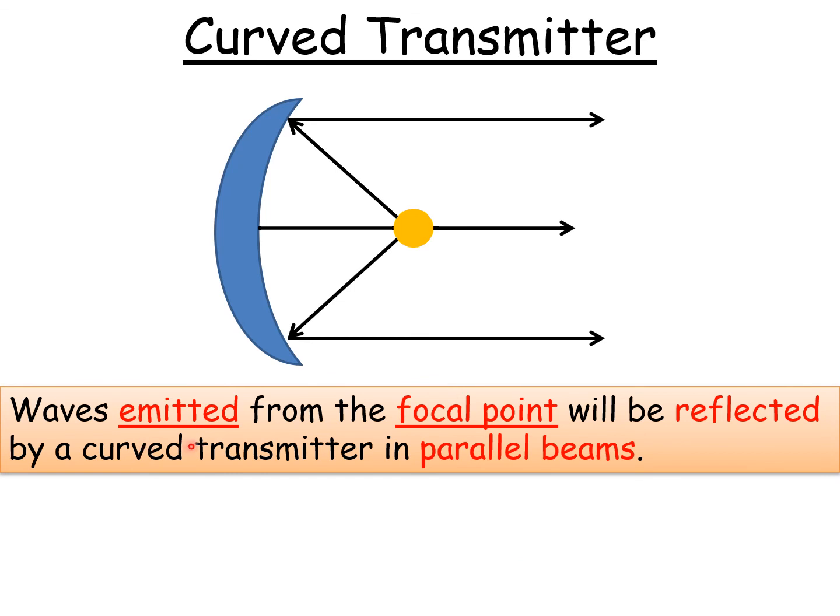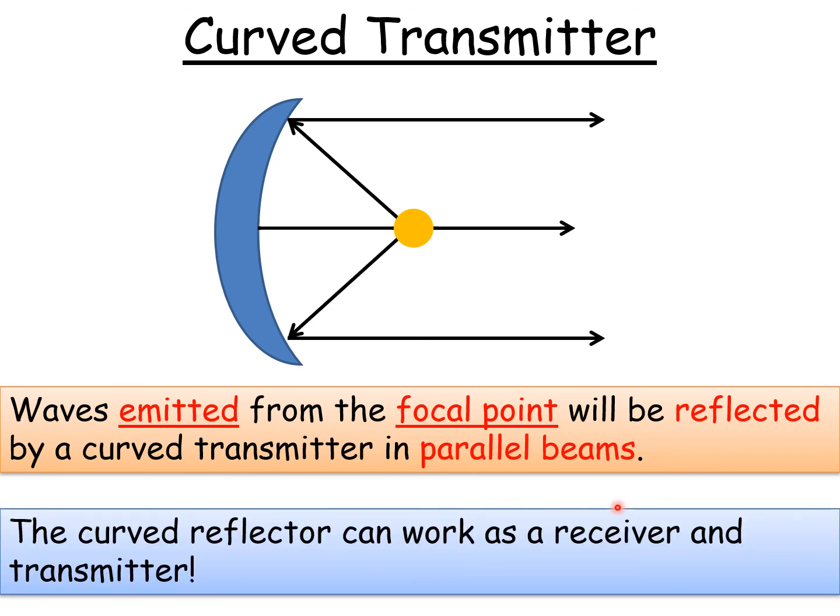So waves emitted, which means it's given out from the focal point, will be reflected by the curved transmitter in parallel beams. And the curved reflector can work as a transmitter or as a receiver. So I would like you to make a note of this diagram and also of the notes down at the bottom. And hopefully you can now explain why we have parabolic receivers on satellites, torches and car headlights.